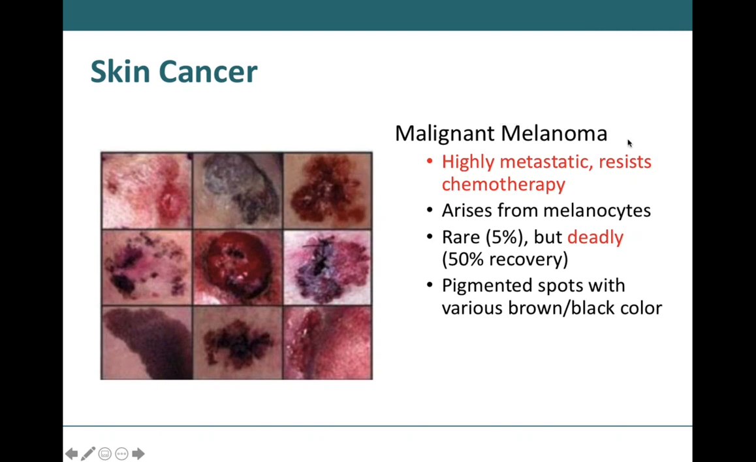Melanocytes are the cells that make melanin, and that's how we will remember this: melanocytes for melanoma. Melanoma will often present with many different colors, very irregular borders, and an asymmetrical cancerous spot. You can see that lots of these pictures are just very different mixtures of colors and shapes, and that's what melanoma will often look like.